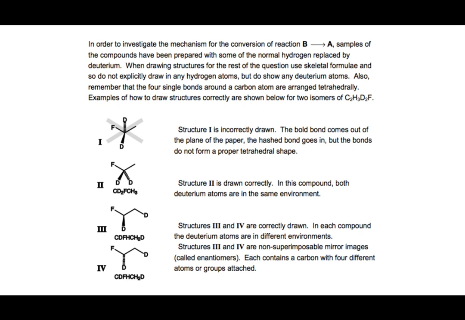Okay, so in order to investigate the mechanism for the conversion of reaction B to A, samples of the compounds have been prepared with some normal hydrogen replaced by deuterium. When drawing structures for the rest of the question, use skeletal formulae, and so do not explicitly draw in any hydrogen atoms. So they've given a few examples of how you show the D for a deuterium atom, but you do not draw the H's for hydrogen atoms.